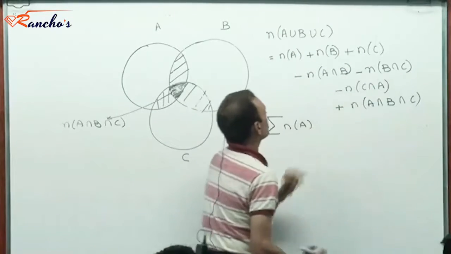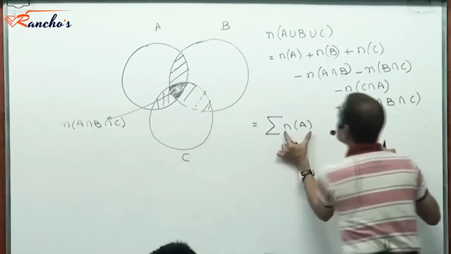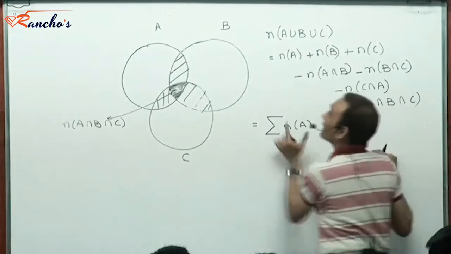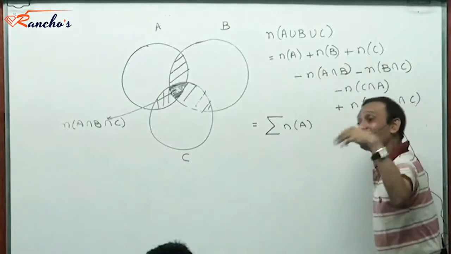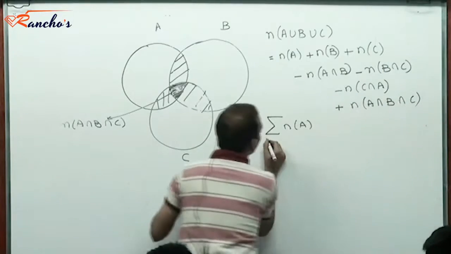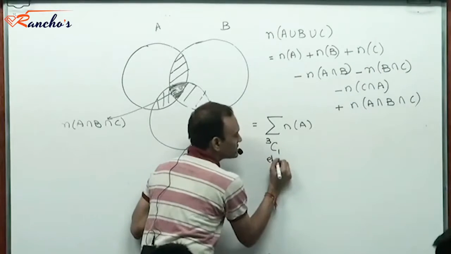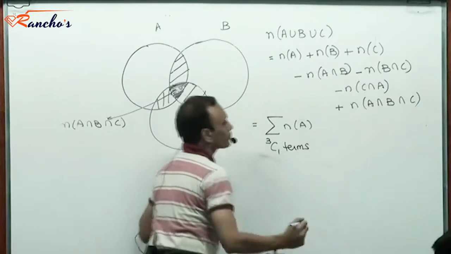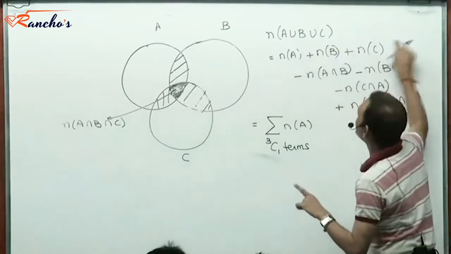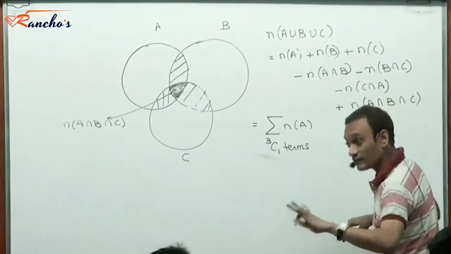Now the number of terms in this summation would be 3C1. There are 3 sets A, B, C. Taking one at a time would be 3C1 terms, so to say, in this summation. 3 sets taking one at a time would be 3C1, isn't it?